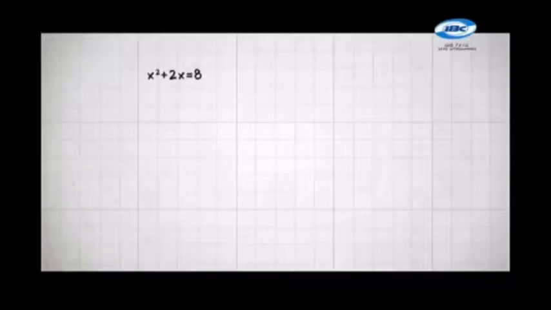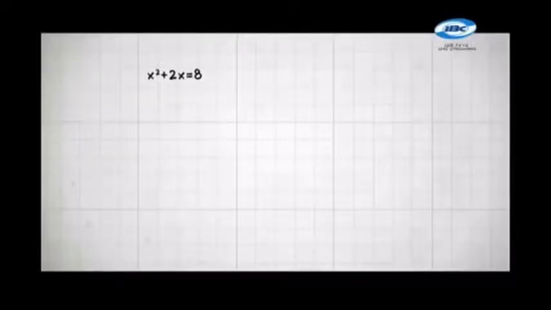Let's have another example. x squared plus 2x equals 8. In this equation, the terms with the variable are already isolated. The leading coefficient is already 1. This means that we can go straight to identifying the term to be added to both sides so that the left side contains a perfect square trinomial.